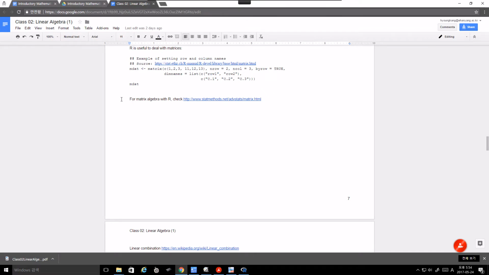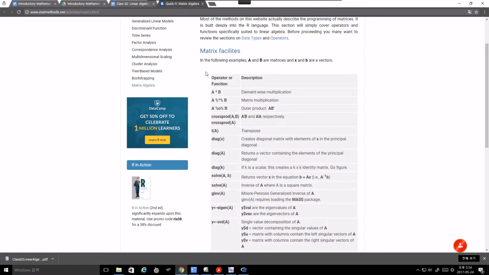For matrix algebra with R, you can check this link. So let me copy and paste this link. Actually, I can simply click this one. Yes. Then Quick-R. Now it shows matrix algebra. A * B, element-wise multiplication. Let me show you.